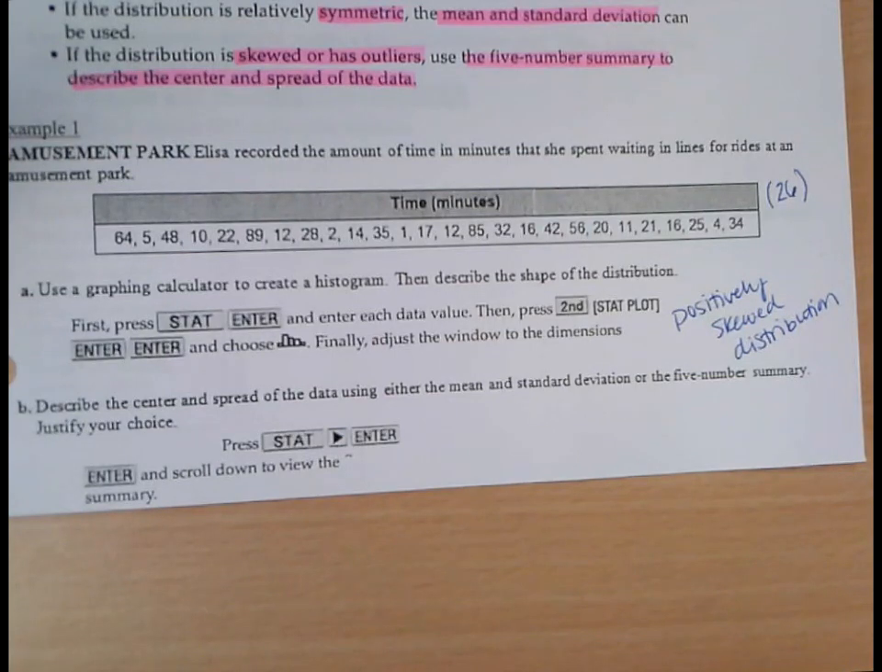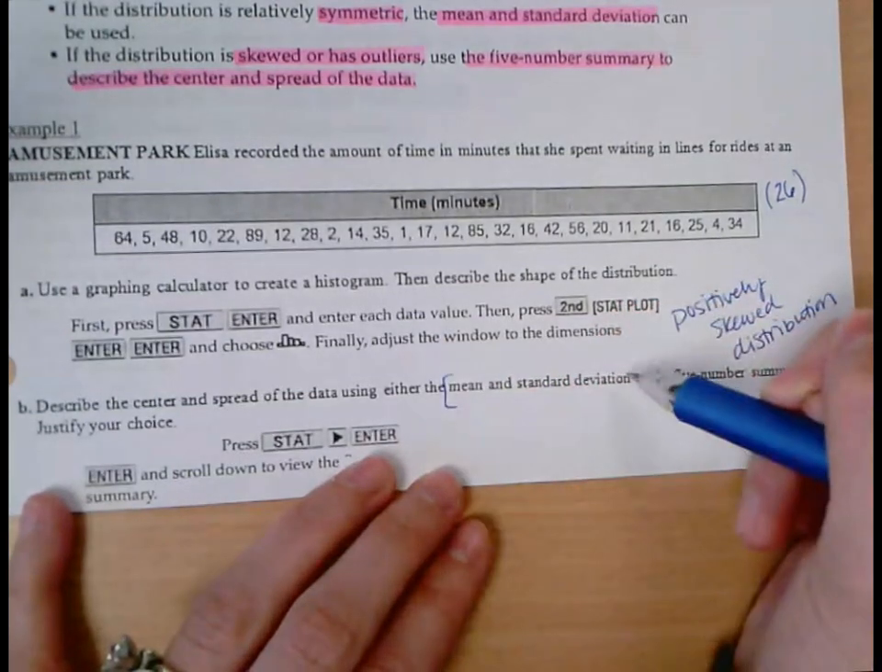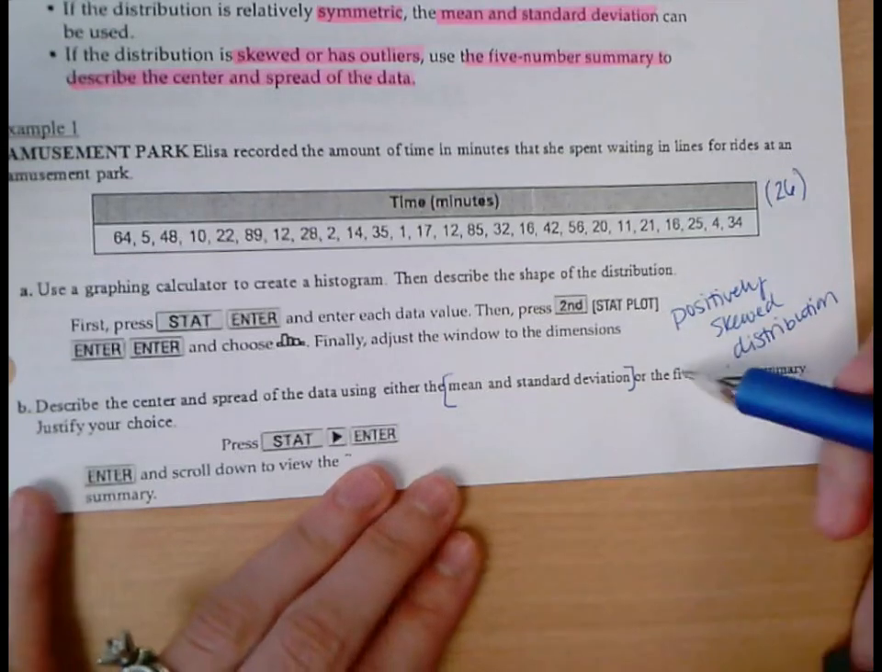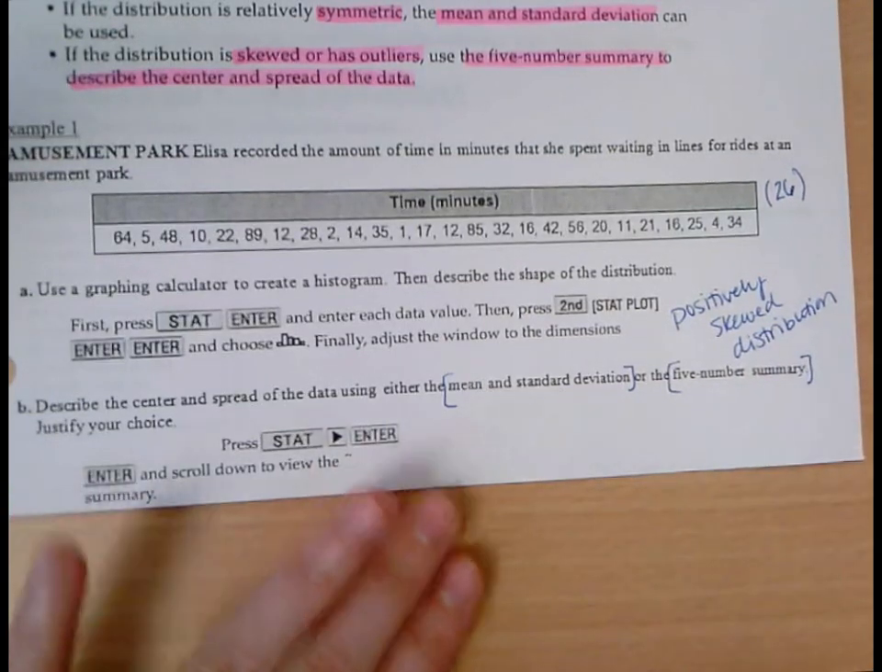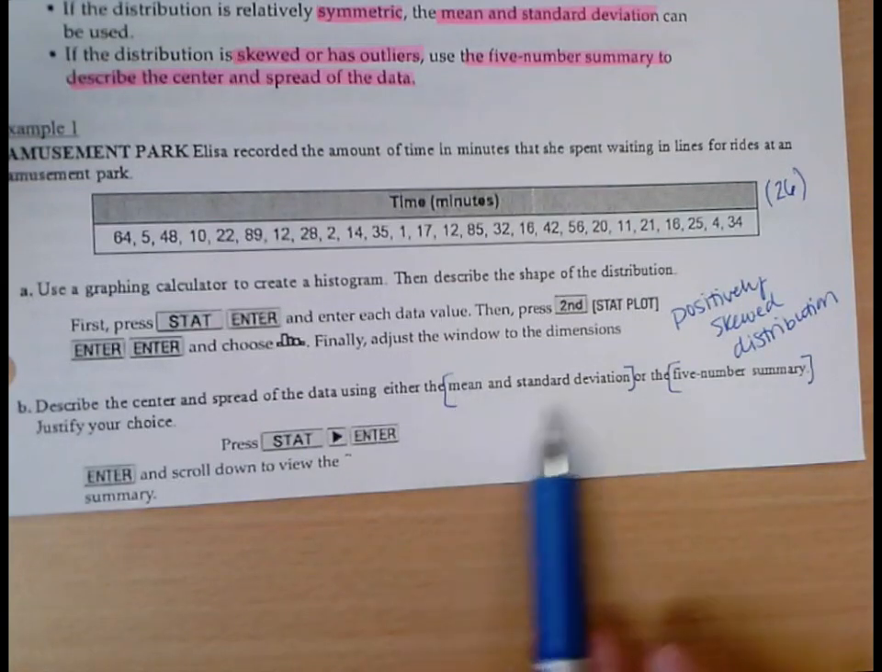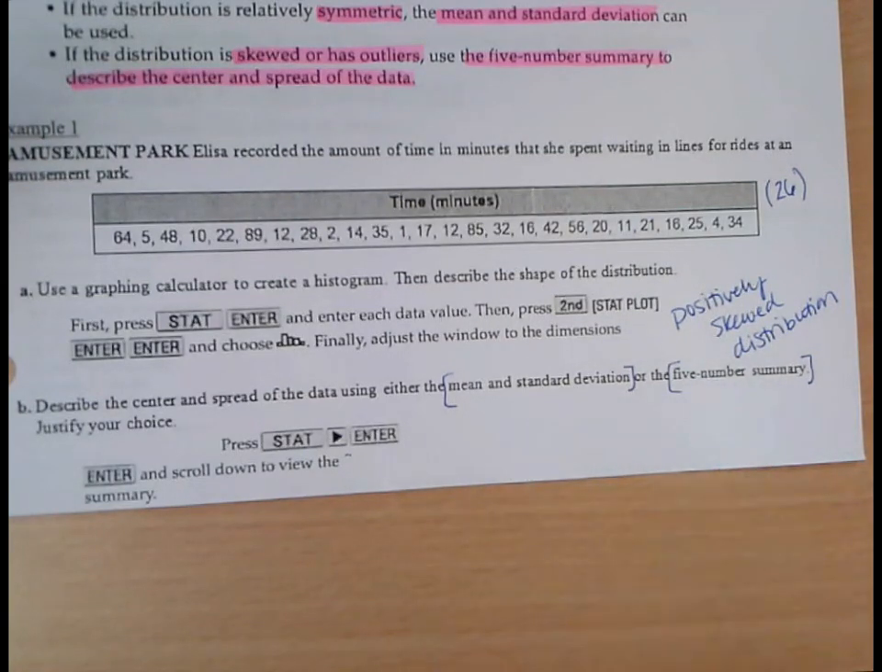And then there's going to be one other thing we'll have to get from the graphing calculators to answer part B. So part B says describe the center and spread of the data using either the mean and standard deviation or the 5-number summary. So mean and standard deviation go together. The mean would be for the center, standard deviation would be for the spread. The 5-number summary includes both your measure of center and spread. So it's either both mean and standard deviation or 5-number summary. And then it does say justify your choice.